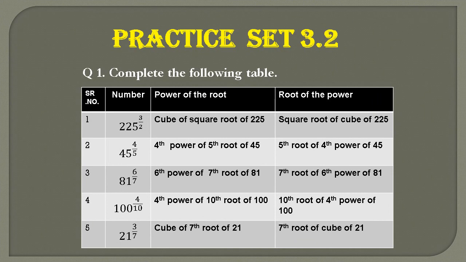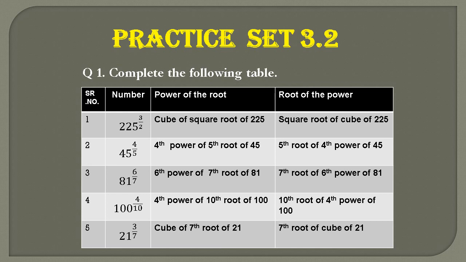Let us solve practice set 3.2. Question number 1. Complete the following table. By keeping in mind the two meanings of the number a raised to m by n, we are going to solve this question. First, 225 raised to 3 by 2. The number can be expressed as the power of the root and the root of the power. Therefore, it can be expressed as the cube of the square root of 225 and the square root of the cube of 225.